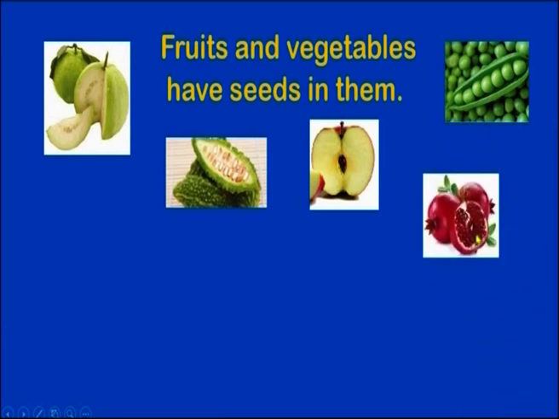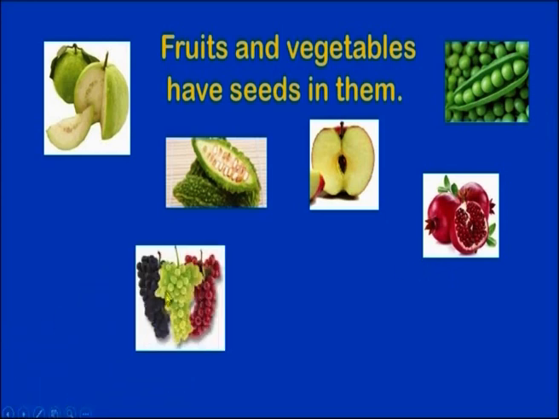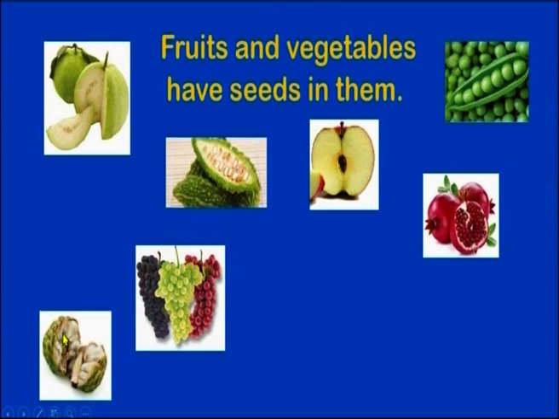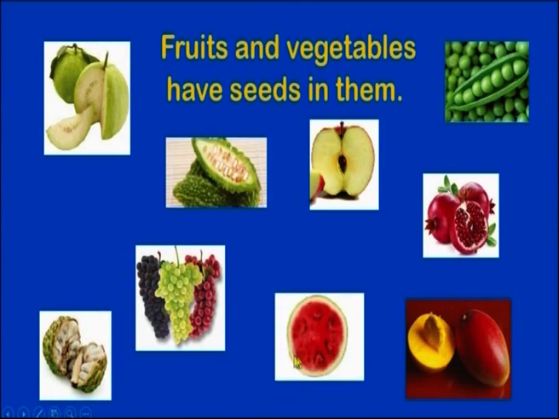Here pomegranate is having seeds. And the grapes are also having seeds in them. Custard apple having these seeds in the pulp. And here we find a mango fruit with a single seed. Here a slice of watermelon with black seeds in it.